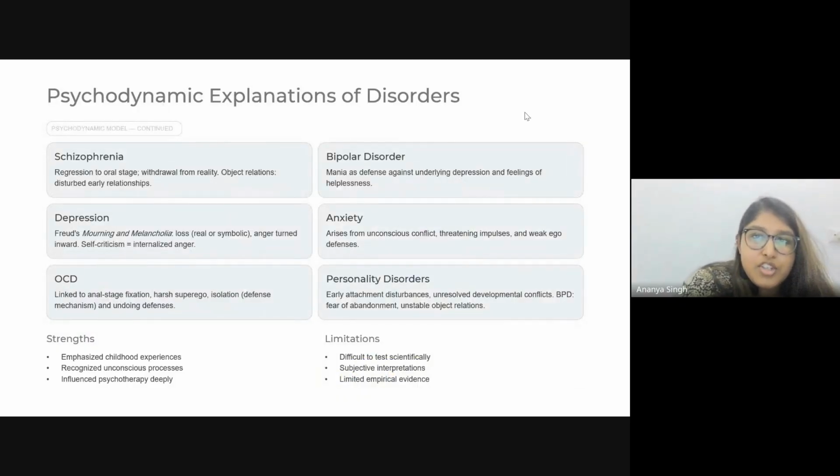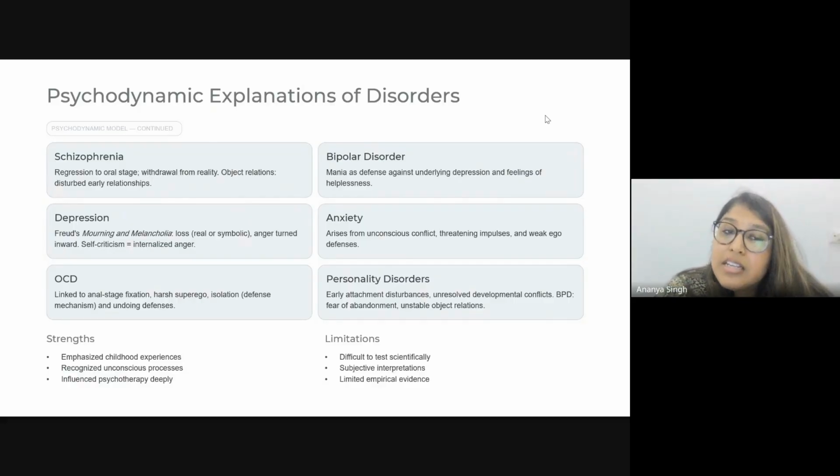So the psychodynamic explanation of disorders is: in schizophrenia, there is regression to, remember this, the oral stage. And when there is regression to the anal stage, it becomes OCD. Remember that much. This is something I have faced in competitive exams, so I'm trying to put emphasis on this.